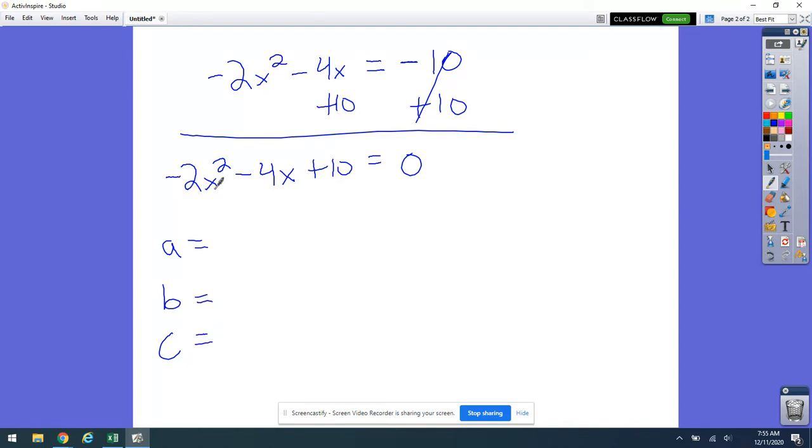So I want you guys to put out the answer. A was going to be which one? X squared, so negative 2. B is going to be with my x, negative 4. And C is going to be with my positive 10. And there you go. And that's basically how you identify A, B, and C.